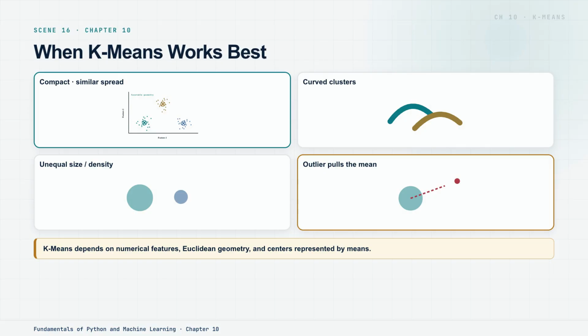K-means works best when the groups are reasonably compact and can be represented by their means. It may struggle with curved clusters, clusters with very different densities or sizes, and datasets containing strong outliers. An extreme observation can pull a centroid away from the main group. K-means also requires numerical features and depends on Euclidean geometry. Categorical values cannot simply be treated as meaningful distances without appropriate representation and a suitable algorithm. A clustering result should be evaluated, visualized when possible, and interpreted with domain knowledge.